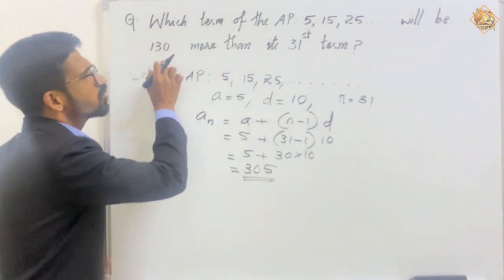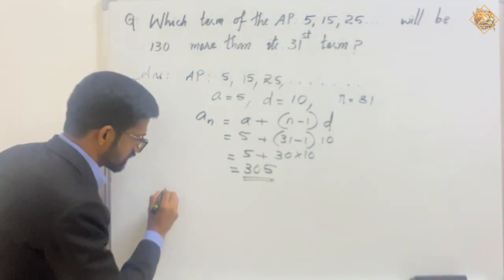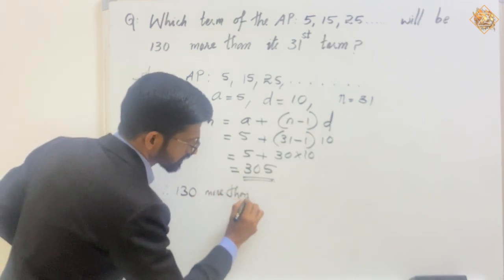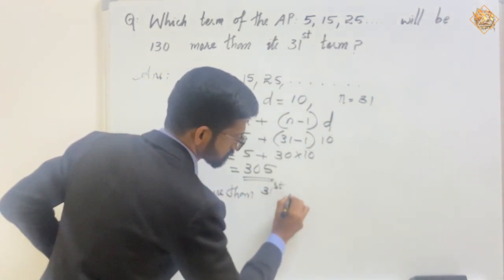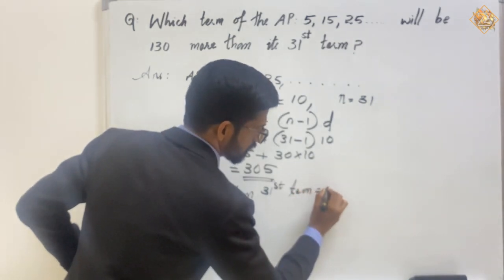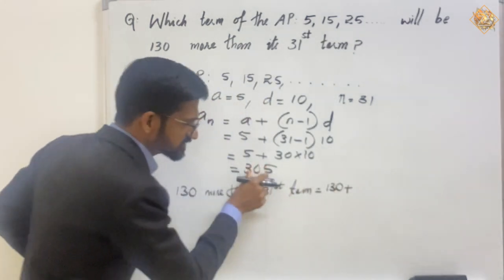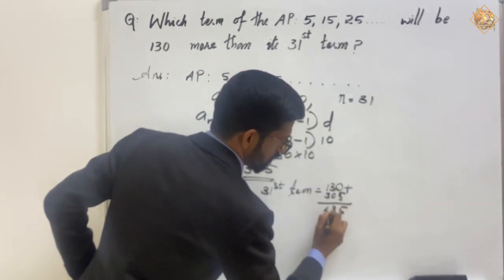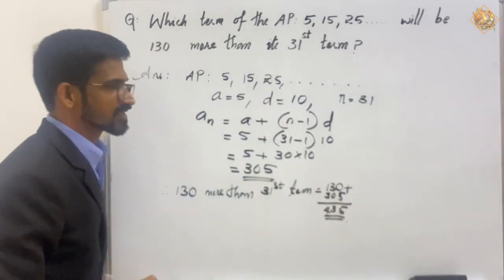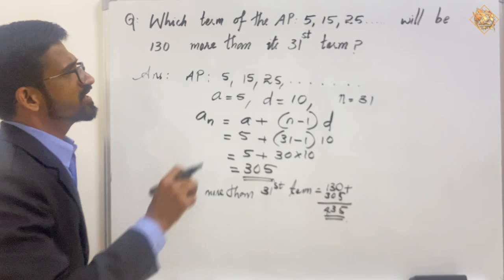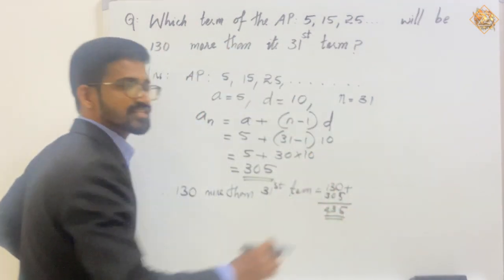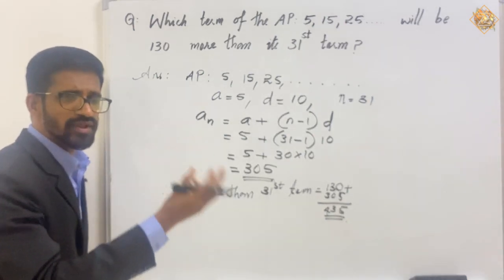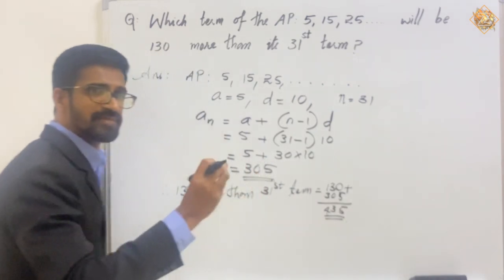Now when we read this, 130 more than the 31st term. Therefore 130 more than its 31st term equals 130 plus the 31st term, here it is 305, that is 435. Okay, students, now the question finally is, which term of this AP is 435? How can we find which term of this AP is 435? So 435 will be a n.